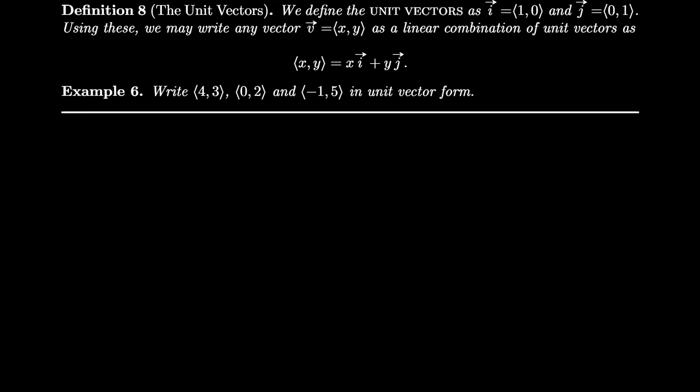We define the unit vectors as vector i being 1, 0, so that is 1 in the x, and vector j being 1 in the y. Using these, we can write vector v, which is x, y, as a linear combination of unit vectors as this: x times vector i plus y times vector j. Oh wow, look at all that stuff. It's ridiculous. So look, here's how to do it. i comes before j, and x comes before y. That's how I remember them.